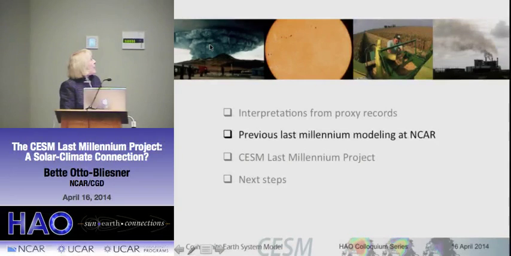So we have tropical explosive volcanic eruptions, we have changes in solar activity, we have land use changes that started in the last millennium and accelerated as we went to present. And in addition to what we're putting in the atmosphere in terms of greenhouse gases, we have natural variations in these greenhouse gases. At NCAR, we've been using the climate system model since its first version to look at the last millennium and explore and separate out some of these responses.